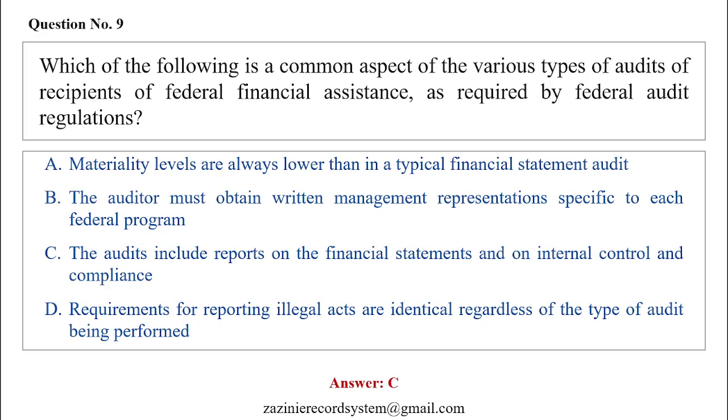Explanation. Letter C is correct because across the different types of audits of federal assistance recipients, the common thread is producing reports on the financial statements alongside a report, separate or combined, on internal control and compliance with laws and regulations. Materiality levels, program-specific representation letters, and the illegal act reporting requirements all vary depending on the specific type of audit involved.